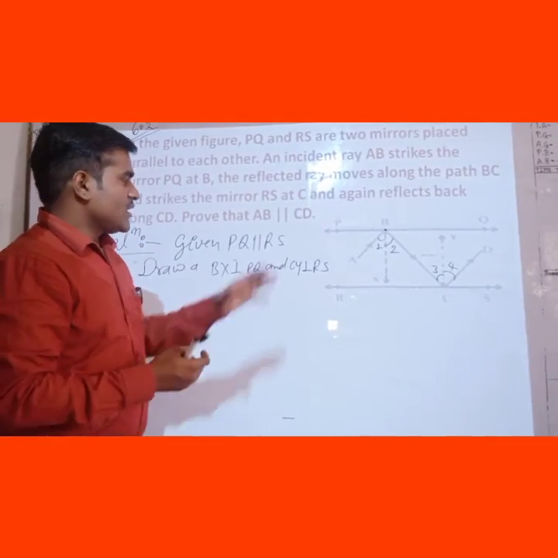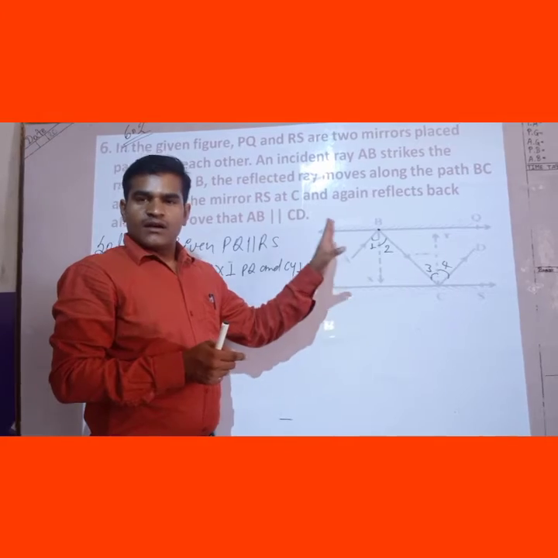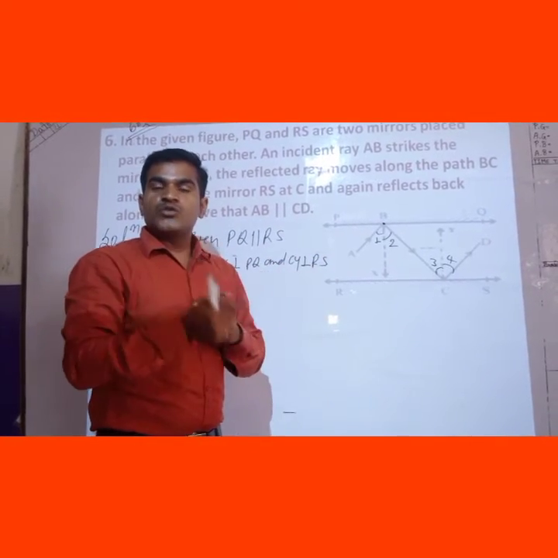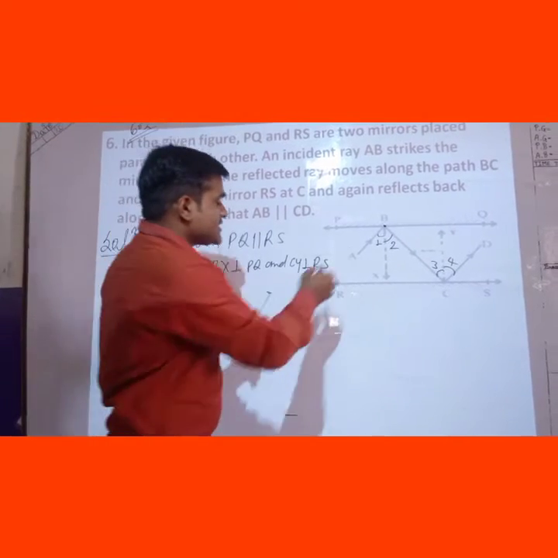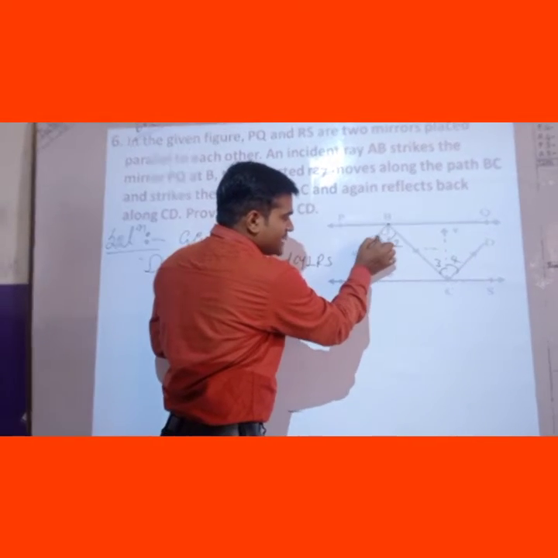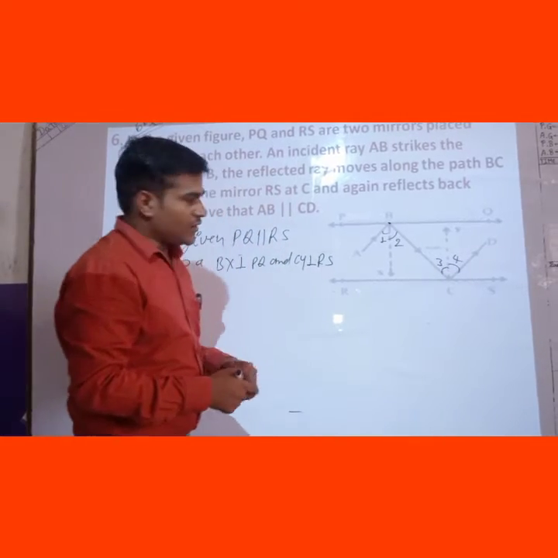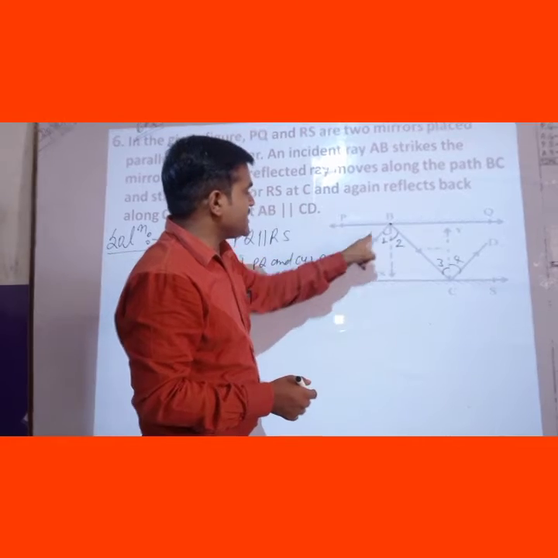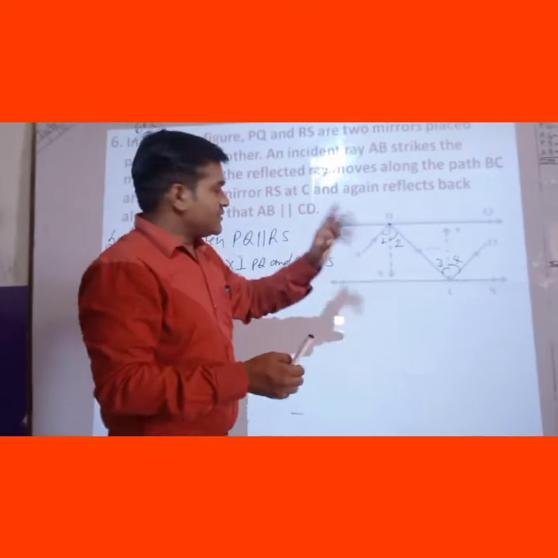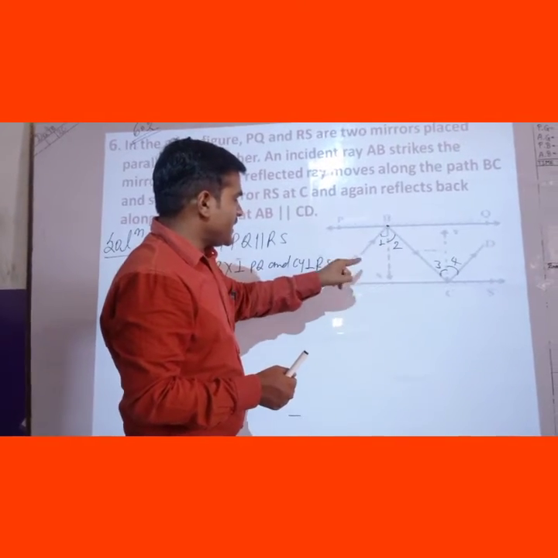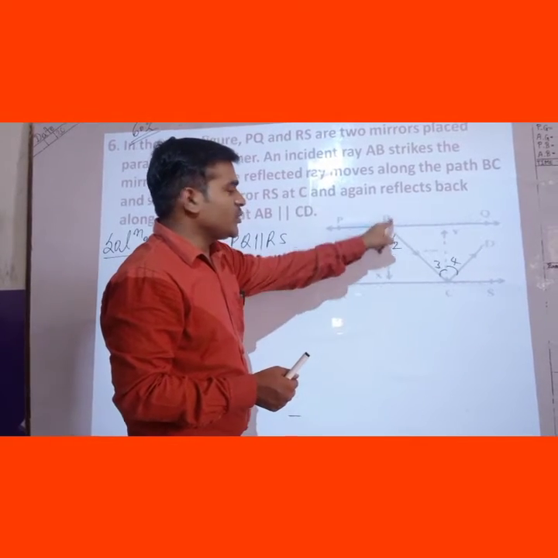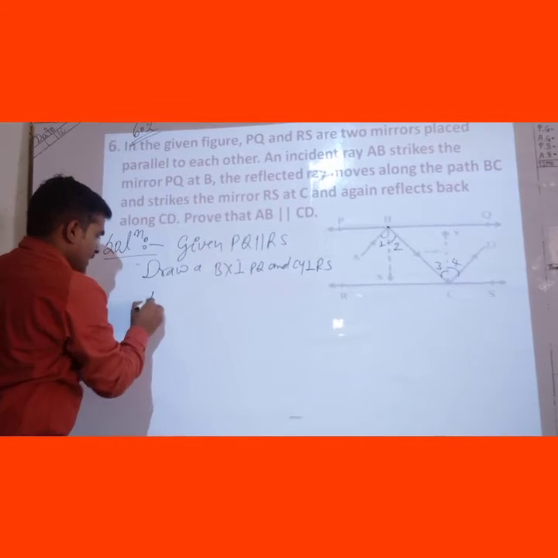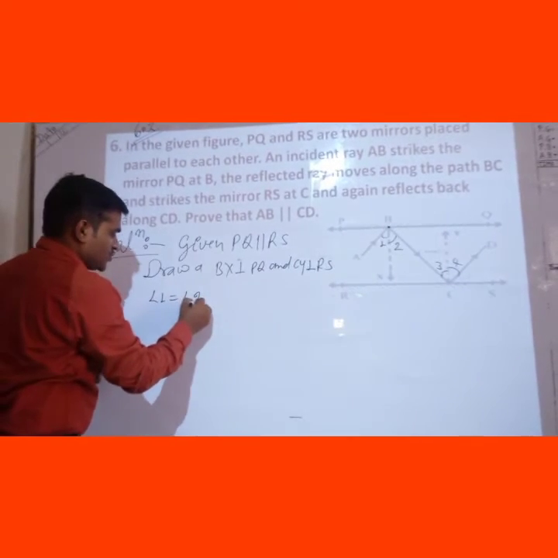In physics, in the chapter on light, you have learned incident angle is equal to reflected angle. So here angle 1 is the incident angle, because BX is a perpendicular and AB is the incident ray. The angle made by the incident ray and the perpendicular is called the incident angle. So children, angle 1 is equal to angle 2.